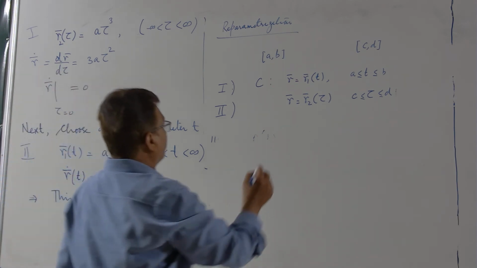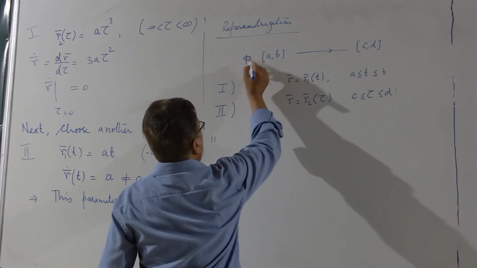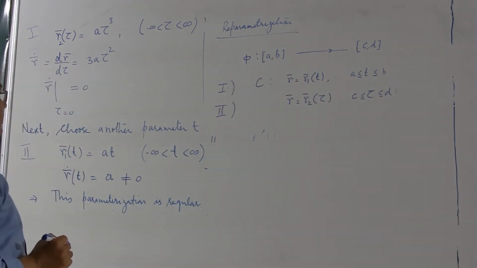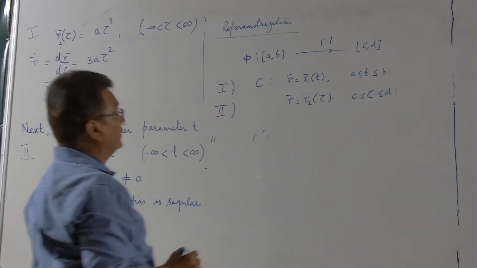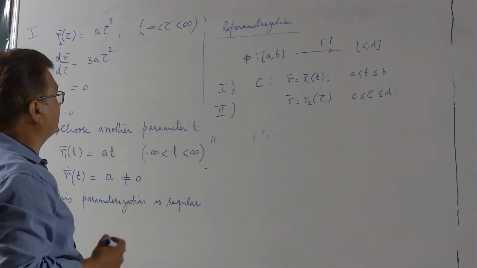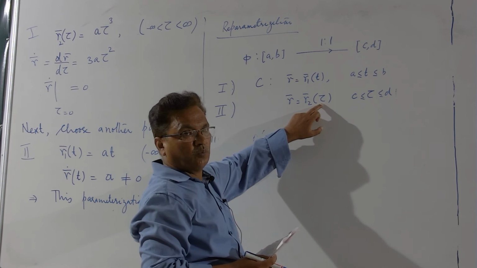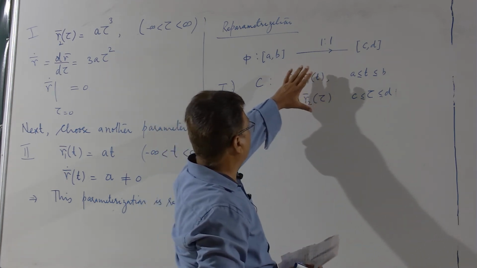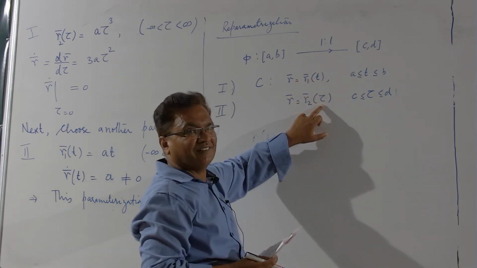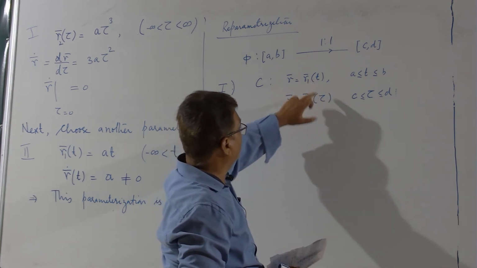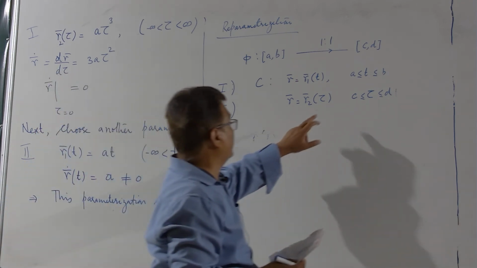Now, if there is a map from a b to c d, let me call it phi, such that phi is differentiable, it is a 1-1 map, such that it is differentiable and its inverse is also differentiable, then we will say that you can go from parameter t to parameter tau. And suppose it does not have a singularity, then this parameter will also not have a singularity.